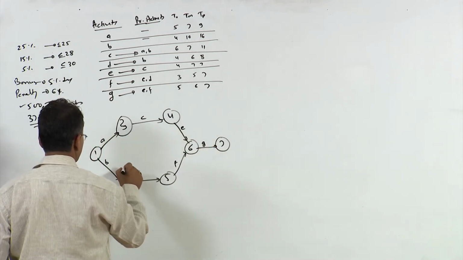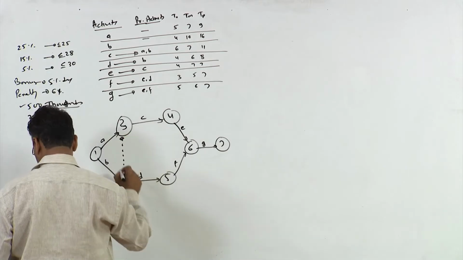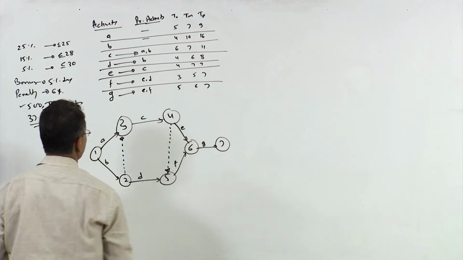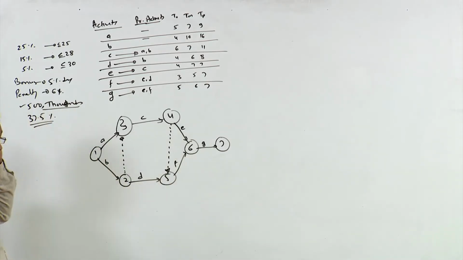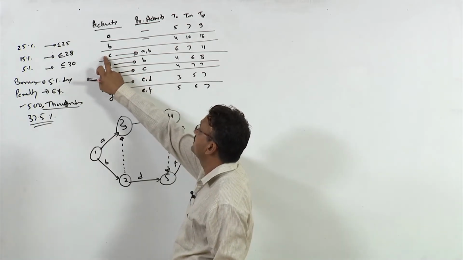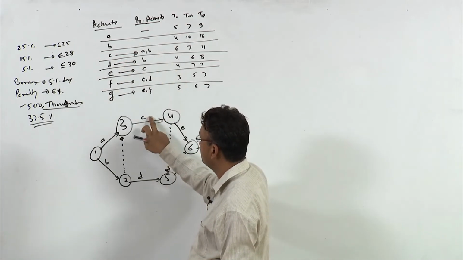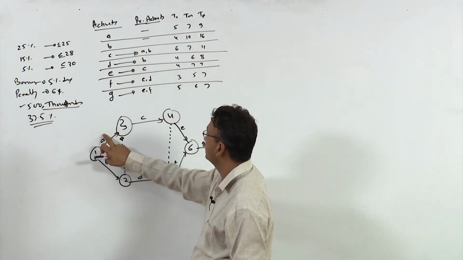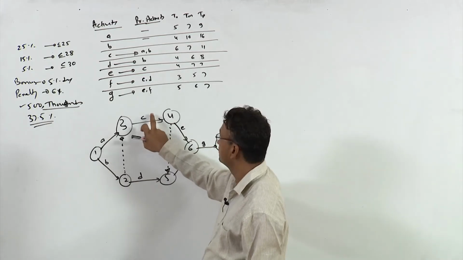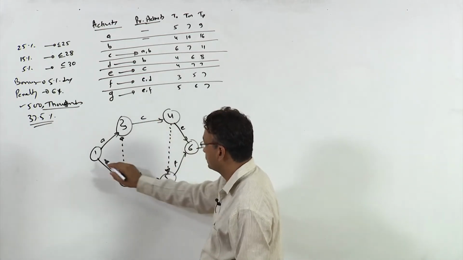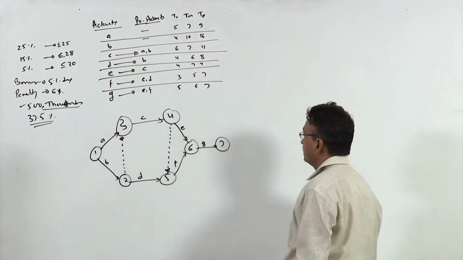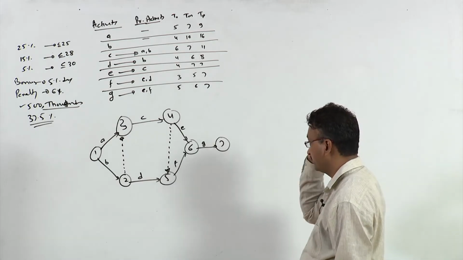This is your dummy activity. This is another dummy activity. Why did we draw this dummy activity? Because we know that C is the activity and its predecessors are A and B. So for C, A is a preceding activity, and similarly B is also a preceding activity for activity C. You can see that B is this. Now, we have drawn this network.